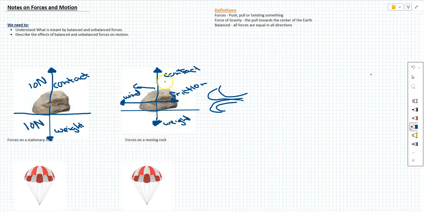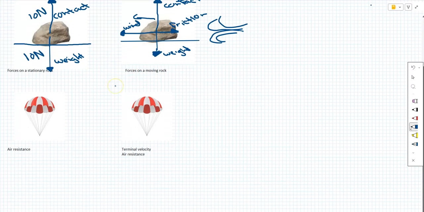Why? Because the contact force is heavier or greater than the weight. And that is what we mean when we say we need to have balanced forces. As soon as something is moving, it has unbalanced forces. So let's look at our next example.